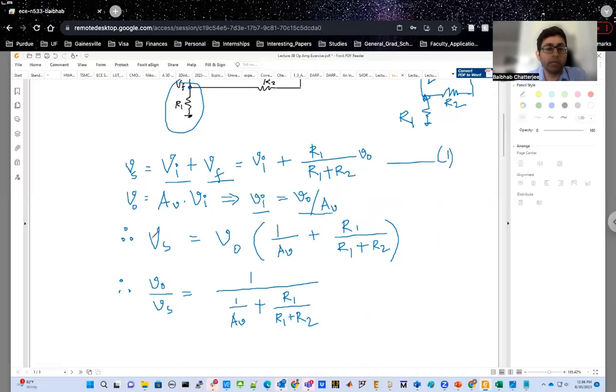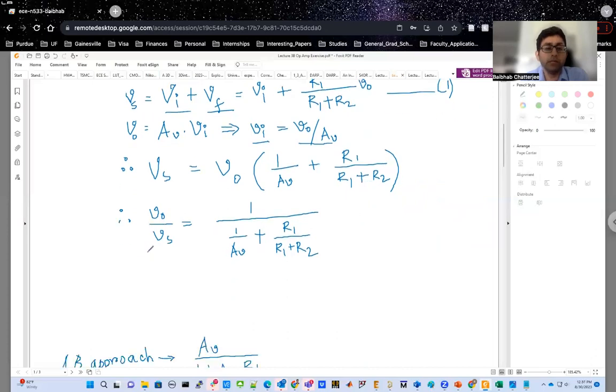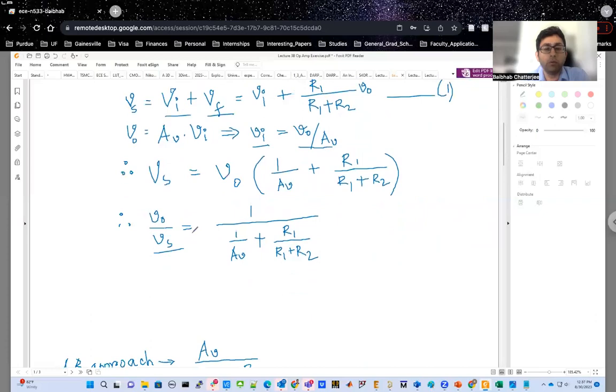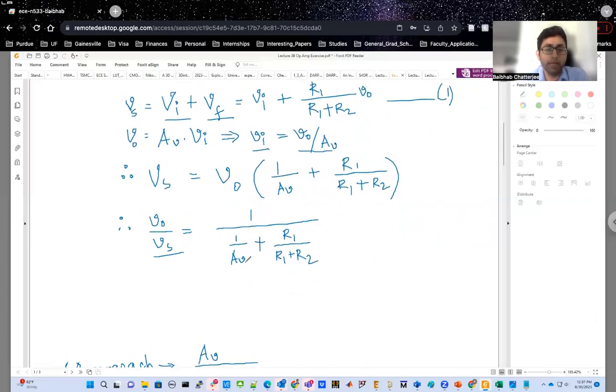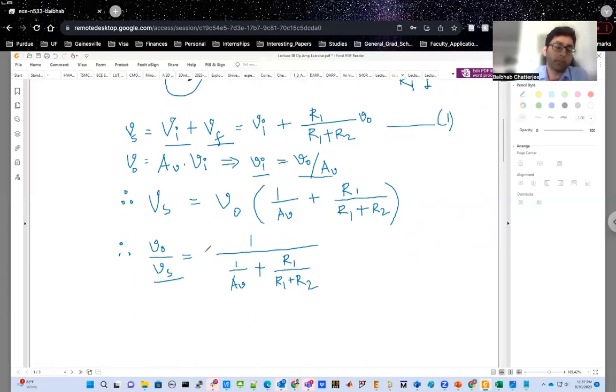And that equation number 1 can be written as Vs equal to Vi plus Vf. Now, Vi can be represented as a function of V0, and you have already represented Vf as a function of V0. So you have V0 times 1 over AV plus R1 divided by R1 plus R2. So from here, you can find out what is your V0 over Vs, and that would be 1 over 1 divided by AV, plus R1 divided by R1 plus R2. So that's your overall equation for the V0 over Vs.